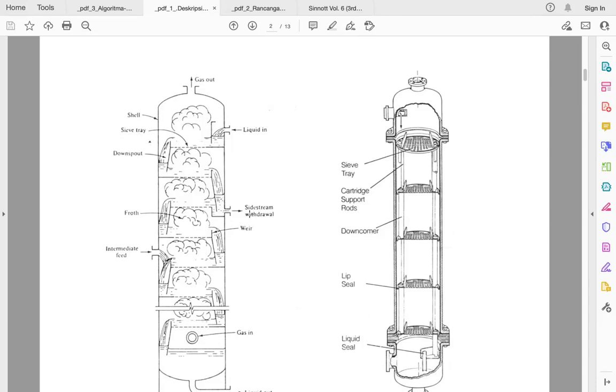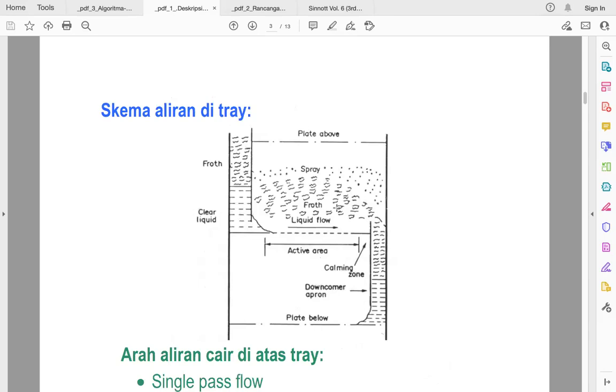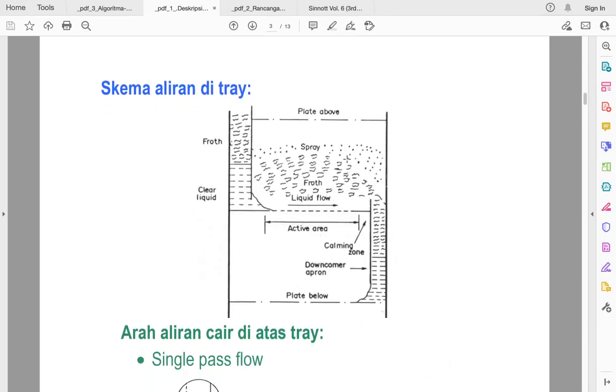Okay, so that's why in this case the tray column design is an iterative process. You can do it 2 times, 3 times, or even 4 times, if it satisfies all of your criteria but the ratio of the diameter and the height is not complied.